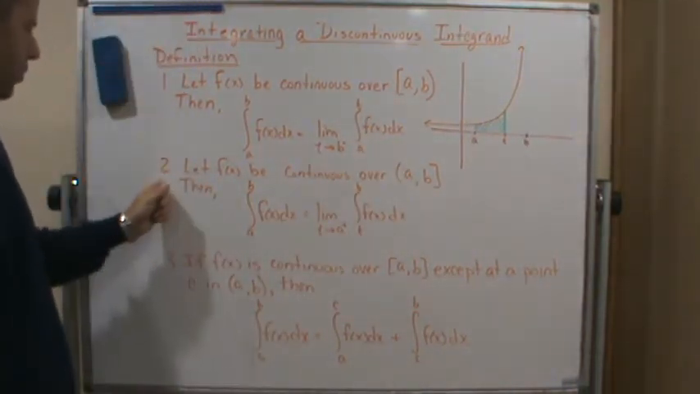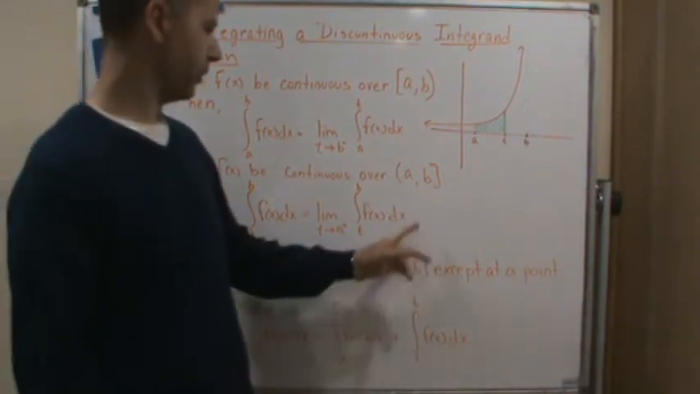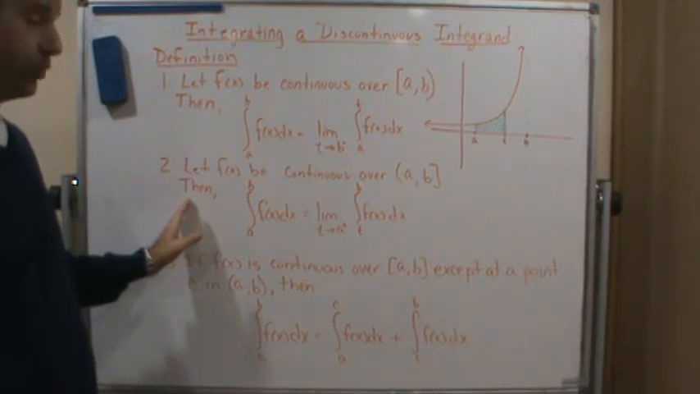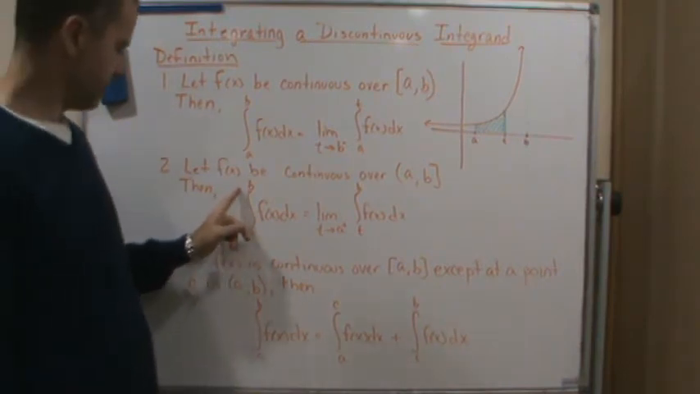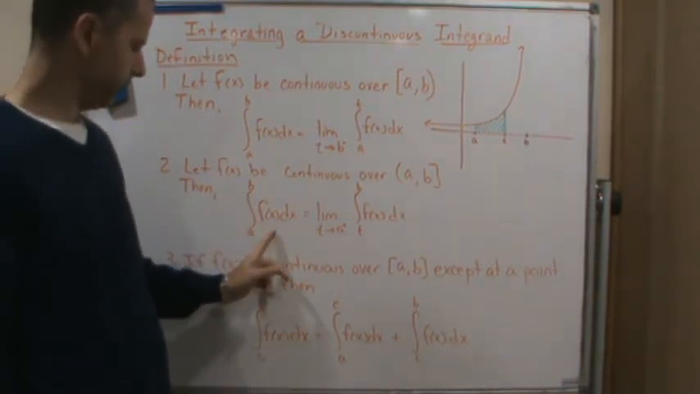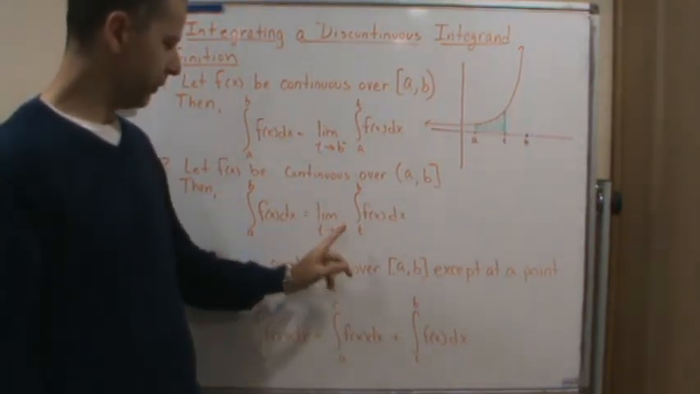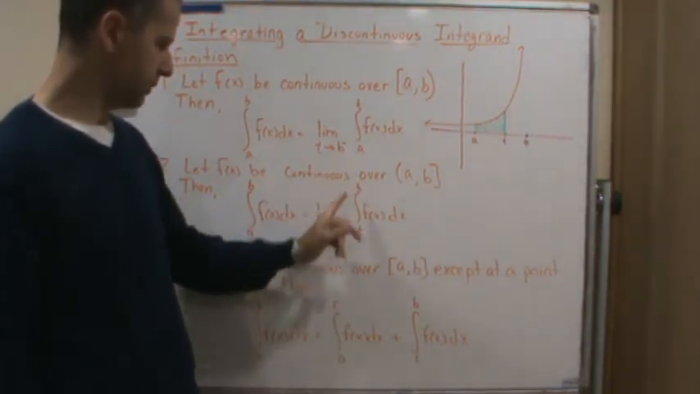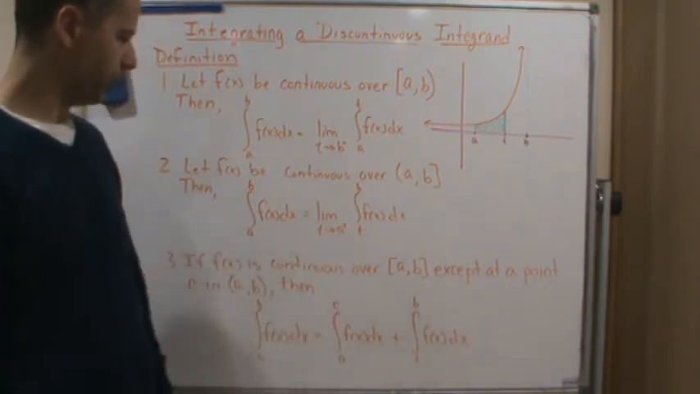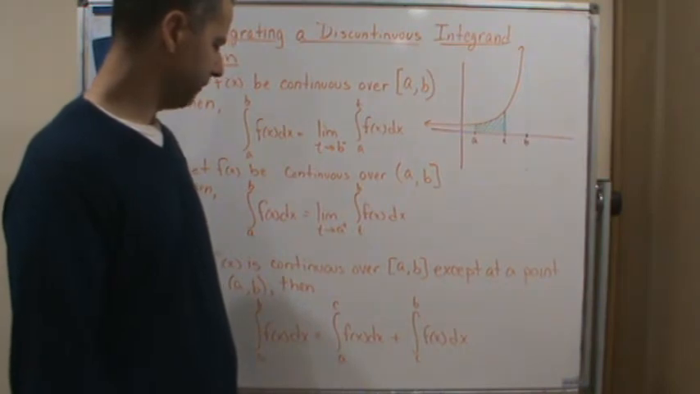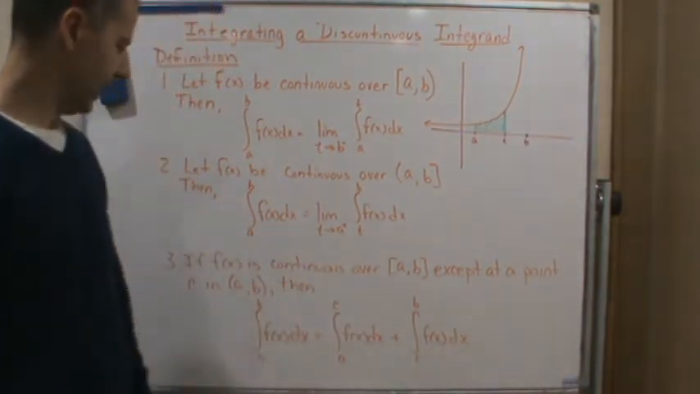And then 2 says, what if the discontinuity is at A instead of B? Then we're going to do something similar: we rewrite the integral of f of x dx as the limit as T approaches A from the right. That's what the plus and minus mean. So from A from the right, the integral from T to B of f of x dx.